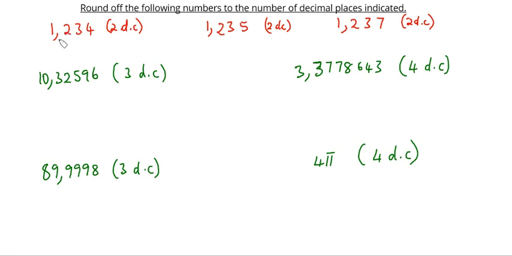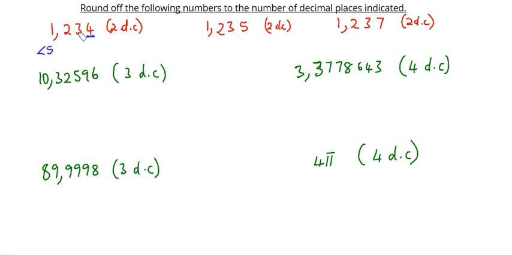Now, in this case, when you're asked to answer this question, 1,234 to 2 decimal places, what do you need to understand here? When you say 2 decimal places, it means that we need 2 numbers after the comma. Then we have to look at the number after that, the number after the second digit. We must check: is it below 5 or is it 5 and above? In this case, it's less than 5.